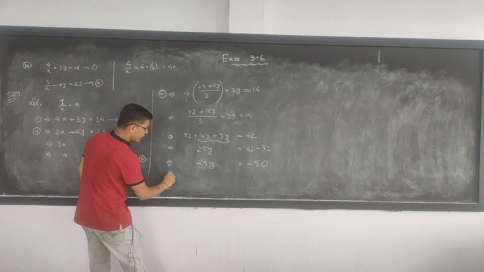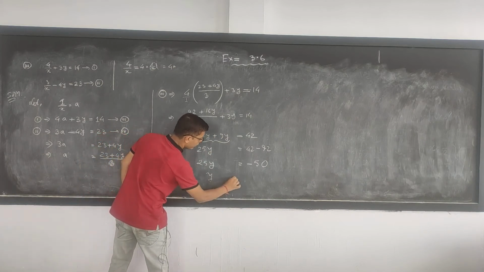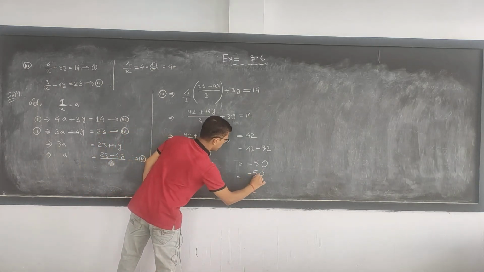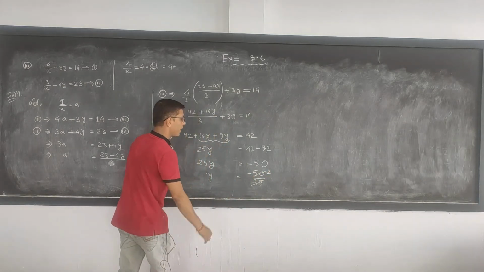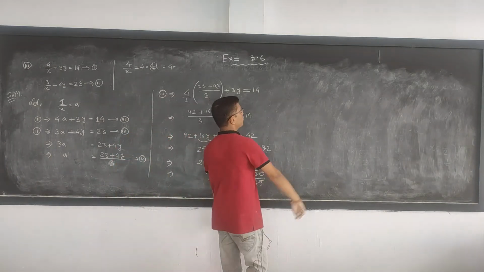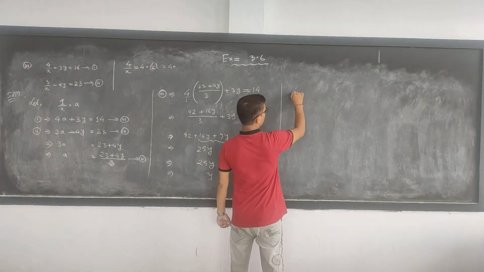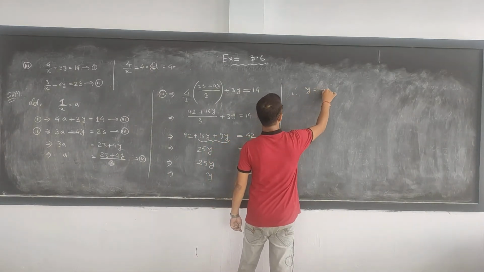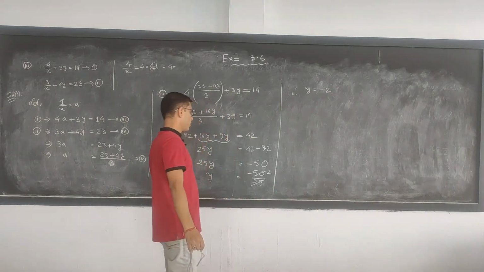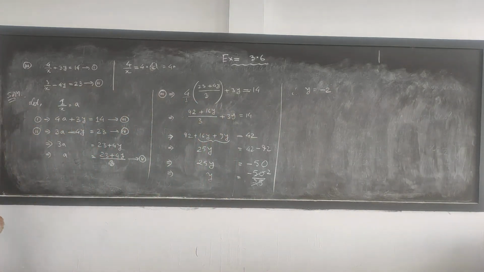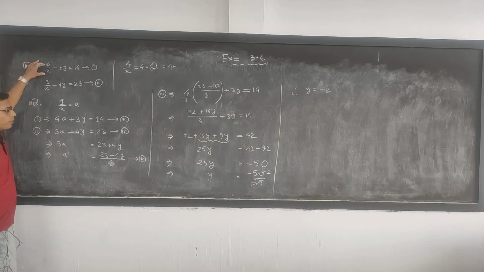Now 25 shifts that side, y will be equals to minus 50 divided by 25. So 25 two times, so minus 2, we have got the answer as y value. Therefore y equals to -2. Y value we have obtained. Now the value of y we can substitute directly in any one of the equations, so as to get the value of x.